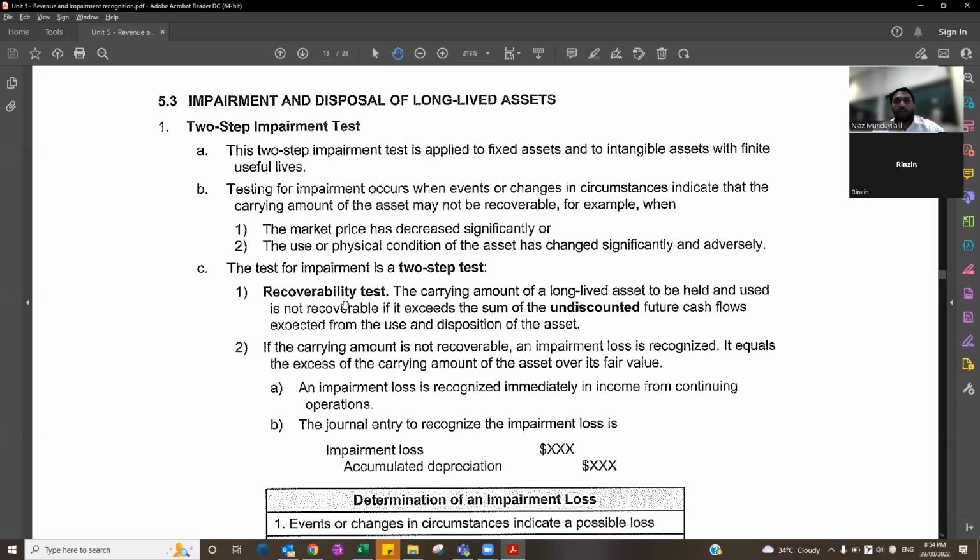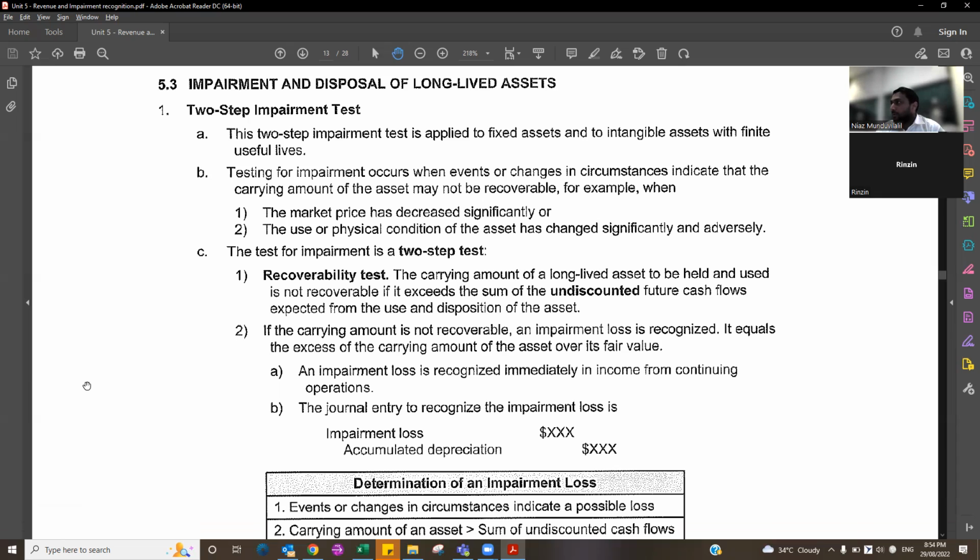Got it? Okay. Then if the carrying amount is not recoverable, an impairment loss is recognized that equals the excess of the carrying amount of the asset over its fair value. That means carrying amount minus the fair value, the difference amount will be your loss. An impairment loss is recognized immediately in the income from continuing operations. Okay, and your entry will be impairment loss, accountable to accumulated depreciation.